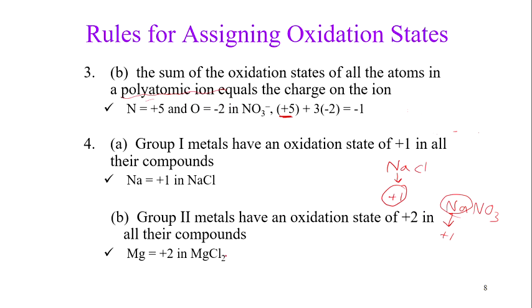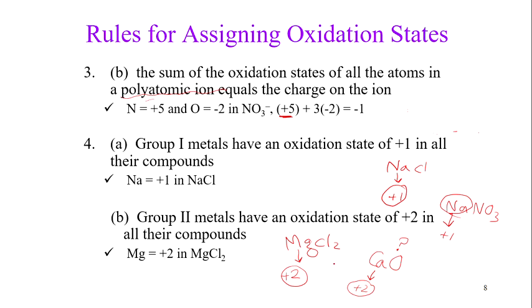How about group number 2? Group number 2, 2 positive. So if I have an example like MgCl2, magnesium is group number 2, please write 2 positive. Right now, how about this? CaO, calcium group number 2, 2 positive. If I ask you, what is the oxidation number of oxygen? You should be able to answer.